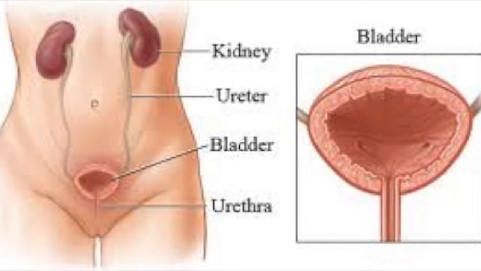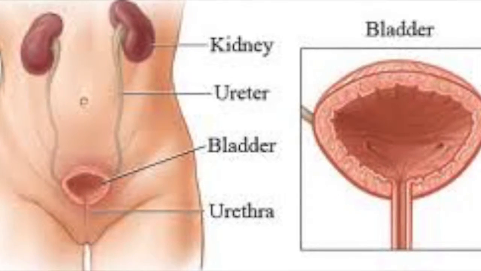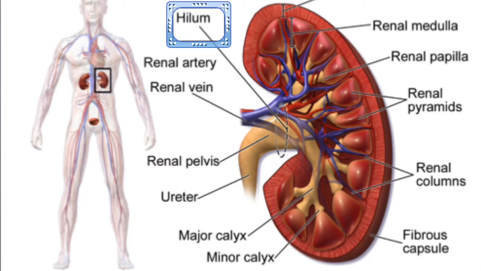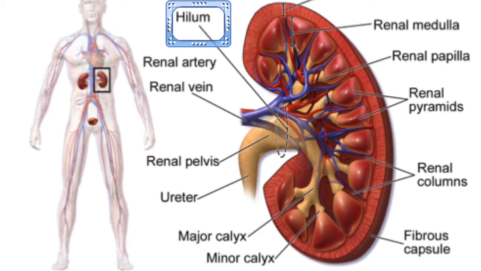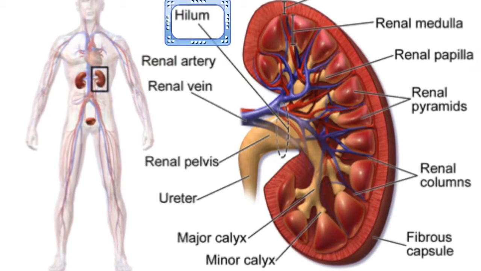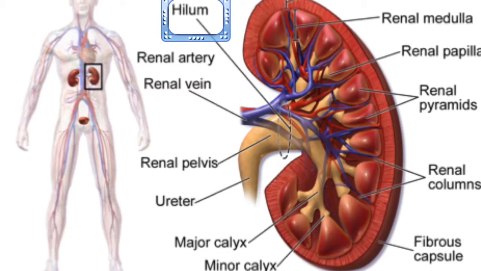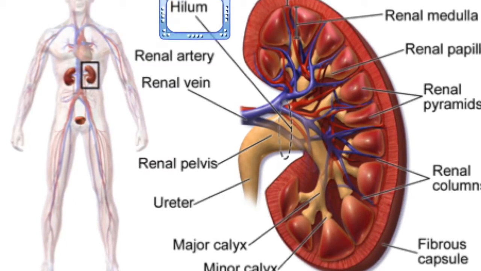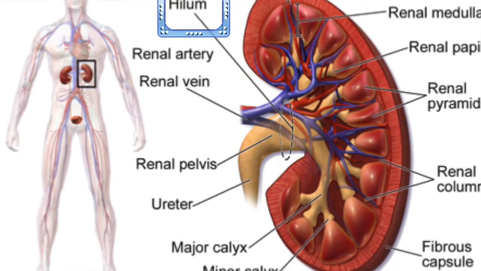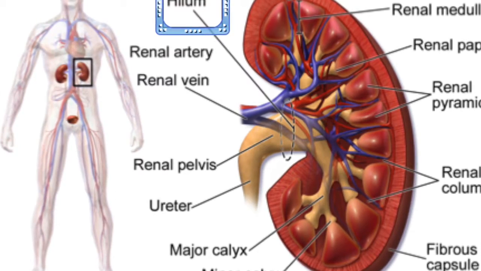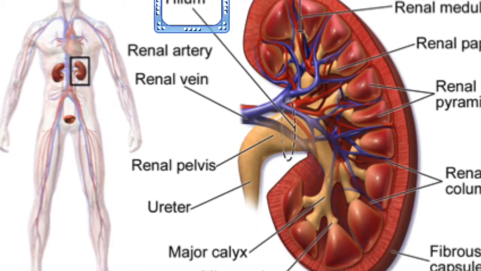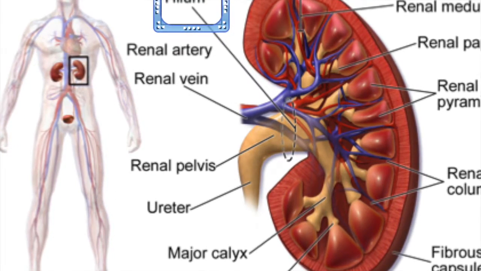The following are the main parts of the kidney. First, we have the renal hilus. The renal hilus is an indentation near the center of the concave area of the kidney. This is the area of the kidney through which the ureter leaves the kidney and the other structures including blood vessels, lymphatic vessels, and nerves enter or leave the kidney.